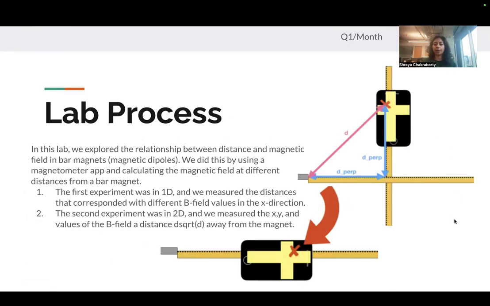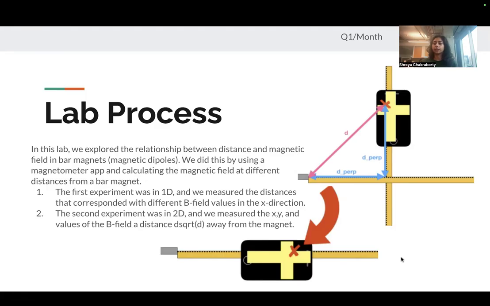So the process of this lab was pretty cool. We explored the relationship between distance and magnetic field, and that was the point, right? We did this by first placing a bar magnet at the end of a meter stick that we oriented based on the Earth's magnetic north. For part one, we made this setup perpendicular to the Earth's magnetic north so that we wouldn't have to consider the magnetic field due to Earth, and we could simply isolate the bar magnet's magnetic field.